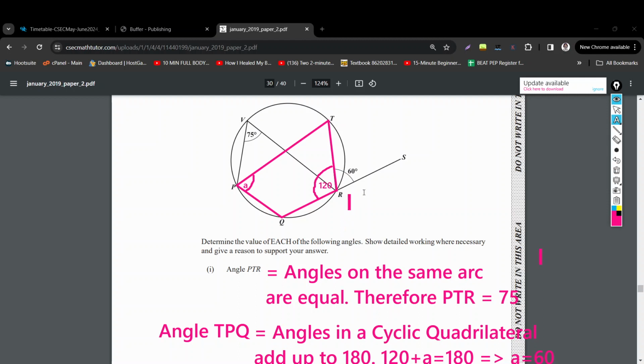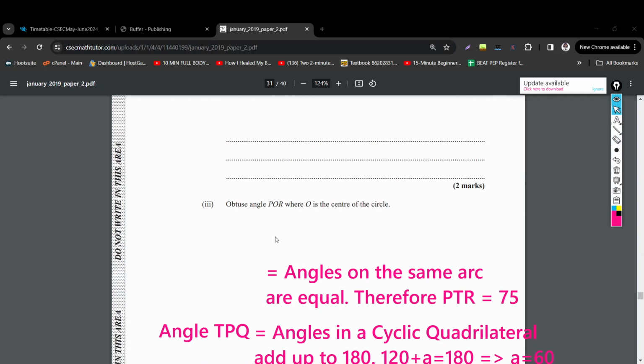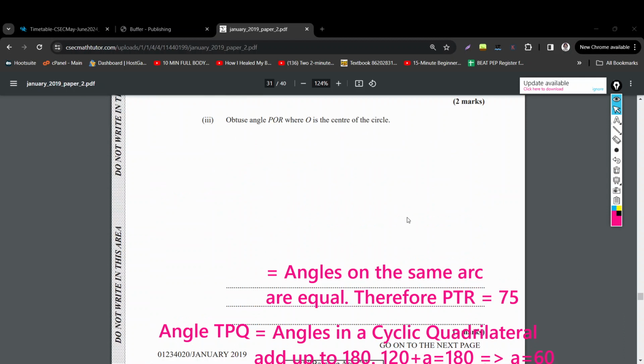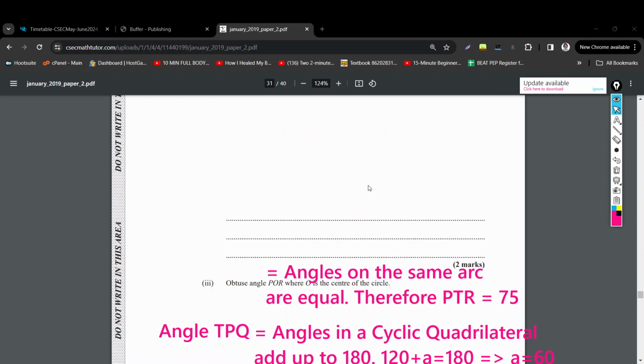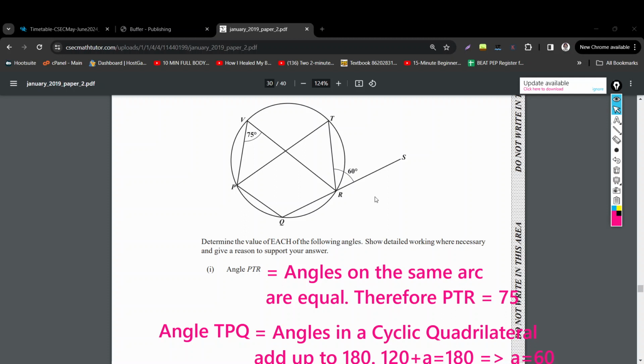All right, so we should be okay now. Let's see what the last part of the question says. It says, obtuse angle POR where O is the center of the circle. So let's go back and look at the circle again. And I'm going to clear the other solutions, just for the meantime.